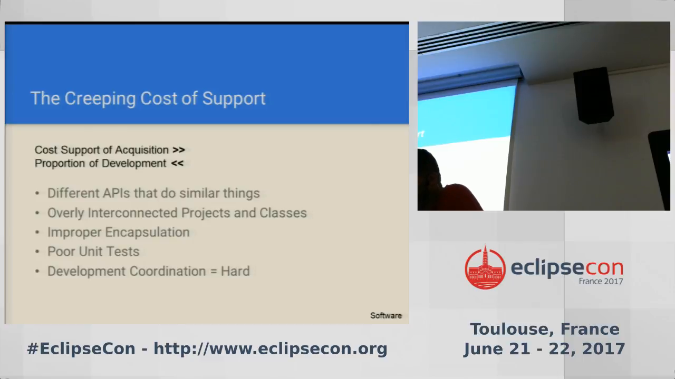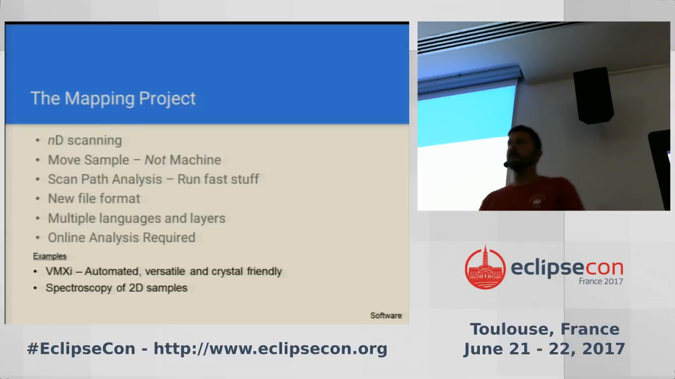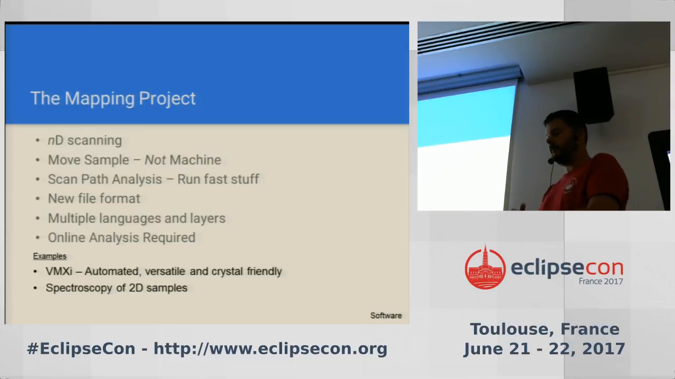Some of the problems we had are different APIs that do similar things, overly interconnected projects and classes, improper encapsulation, poor unit tests, and it's almost impossible to coordinate any kind of development. So OSGi has helped us with this, and I'm going to get on in a minute to 7 ways in which it's helped us. But first I want to say some of the motivations.